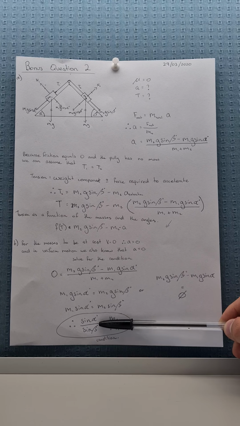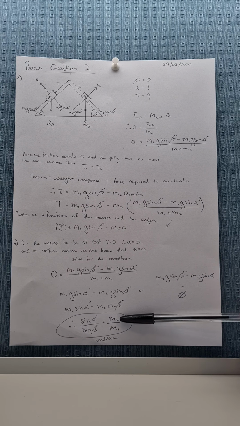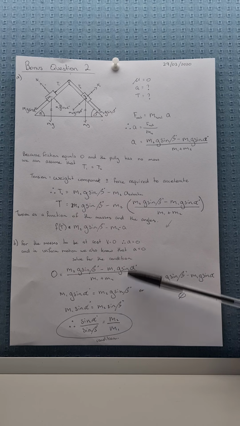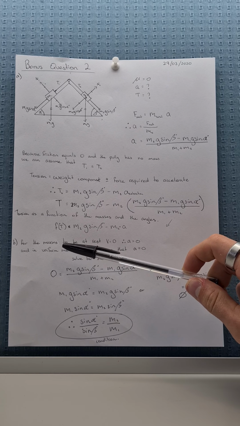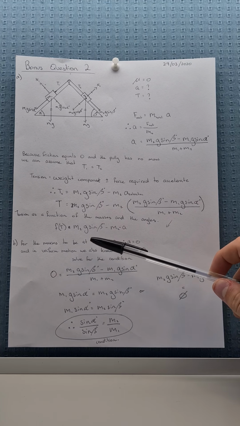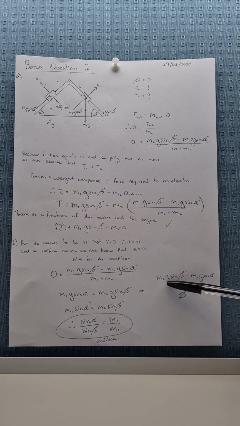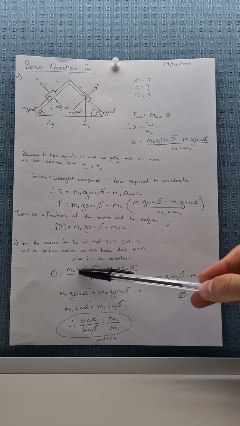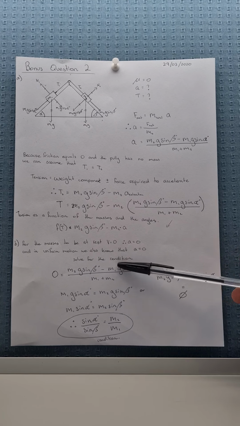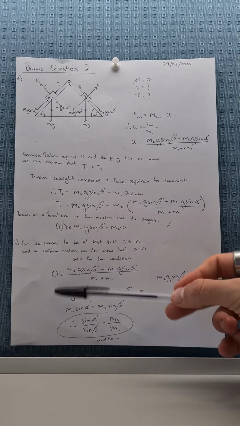Sine alpha on sine beta must equal mass 2 on mass 1 for the acceleration to be 0, for the mass to be in uniform motion or at rest. You can also write it as m2 g sine beta minus m1 g sine alpha, which is this component, equals 0, because 0 divided by anything equals 0.